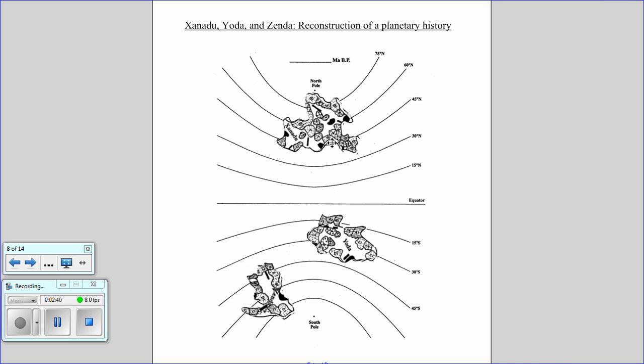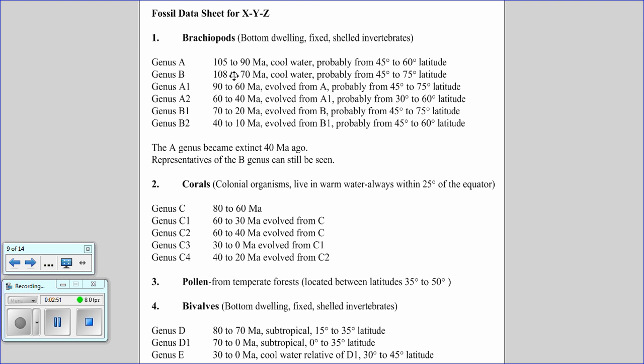Now, for the lab you're going to be working on today, you will be dealing with 3 fictitious continents: Xanadu, Iota, and Zenda. And you'll be reconstructing what this world looked like over the course of 100 million years. I've provided you with fossil evidence. Each one of these is a distinct fossil or distinct organism. In addition, I tell you when they were alive and the latitudes they were located within. These could be either north or south.